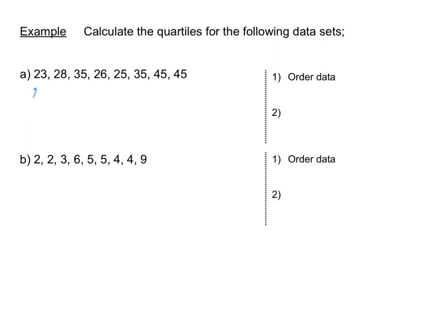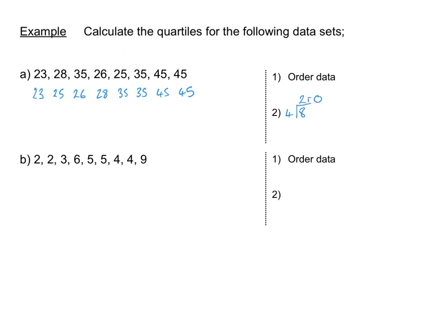That's going to be 23, 25, 26, 28, 35, 35, 45 and 45. So basically I've reordered those in numerical order. The next thing is to look at how many pieces of data are in that set. So we have 1, 2, 3, 4, 5, 6, 7, 8 pieces of data there. And remember, I want to split that into 4 equal sections. We've got 8 pieces of data, and I want to split that into 4, which is 2, remainder 0.